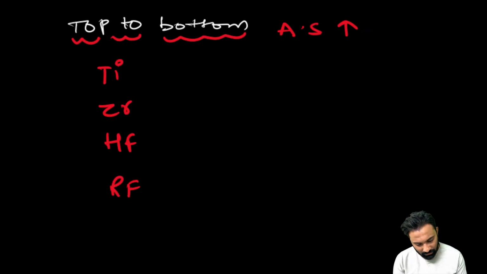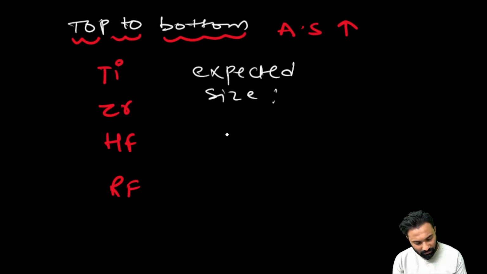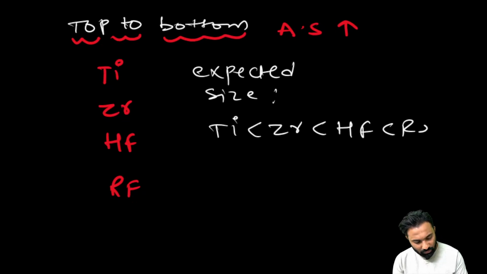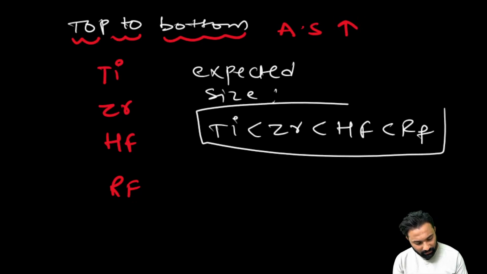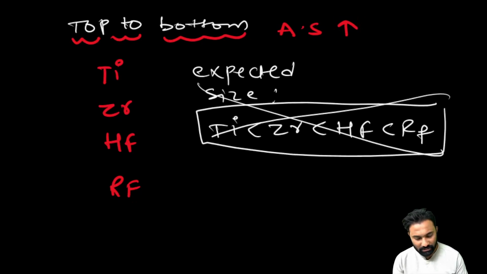If you see the expected size, the expected size is titanium less than zirconium less than hafnium less than rutherfordium. This is expected, but actually this is wrong. This is not the actual size order for the D block elements when we are moving from the top to bottom in the group.